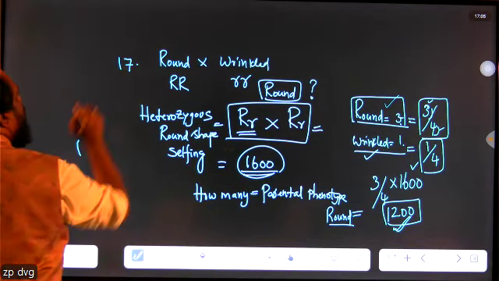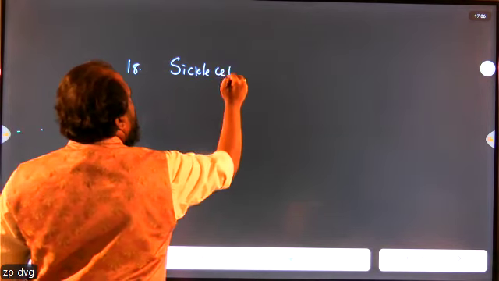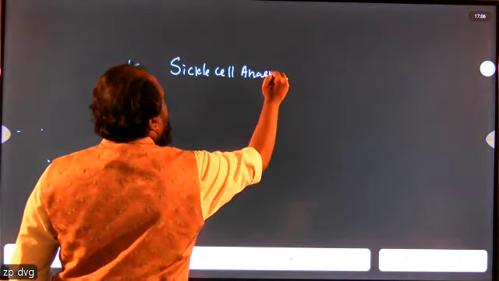Question number 18, very simple. They are asking about sickle cell anemia. Quickly, we'll talk about sickle cell anemia. Sickle cell anemia is an autosomal recessive trait. This is also an example of point mutation.